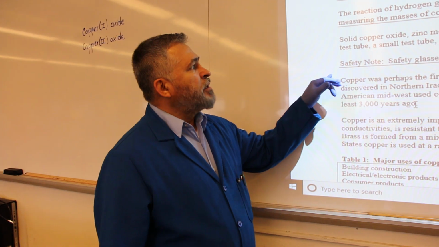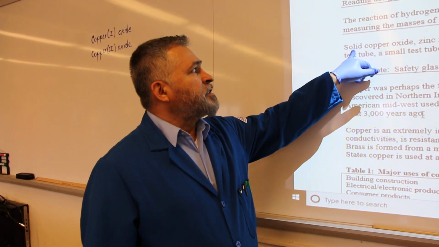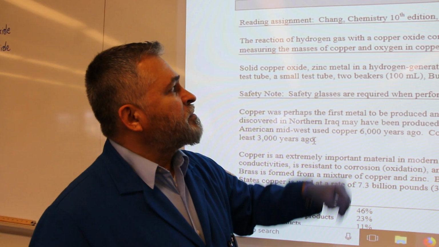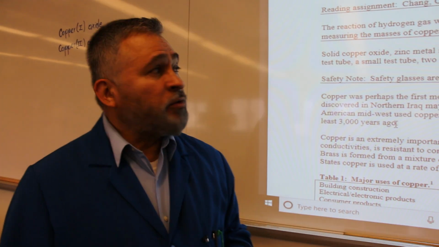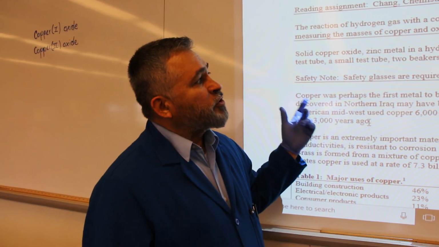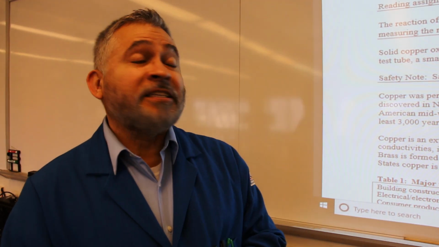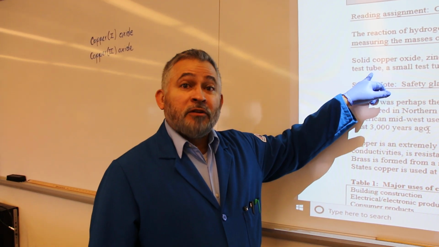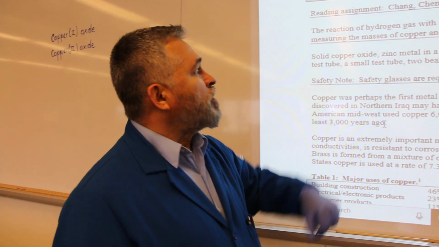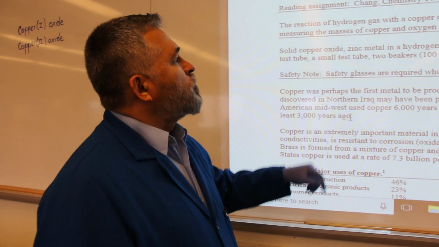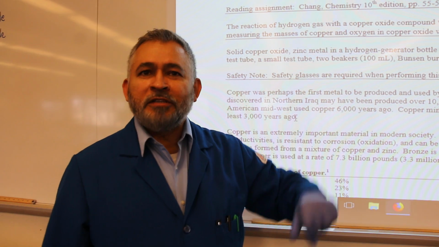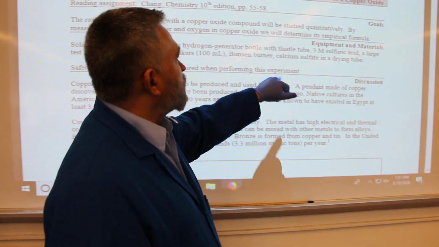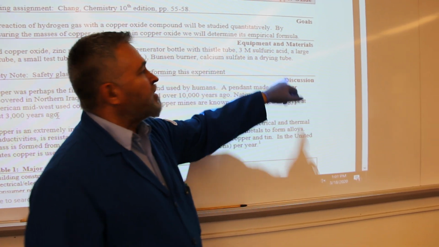And the materials you're going to need are solid copper oxide. I'll show you that. Zinc metal in a hydrogen generator bottle, and also 3 molar sulfuric acid. We will need a large test tube, brand new, a small test tube, 2 beakers, 100 ml each. We will need a Bunsen burner, also calcium sulfate in a drying tube.